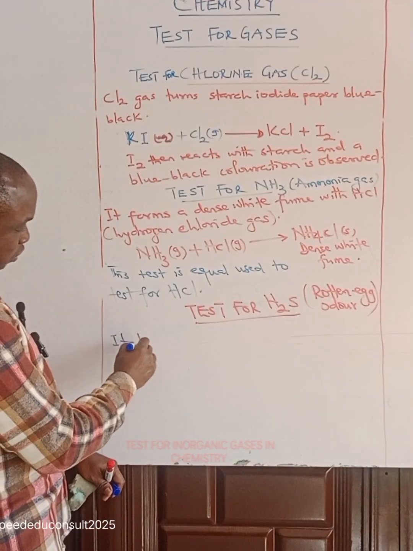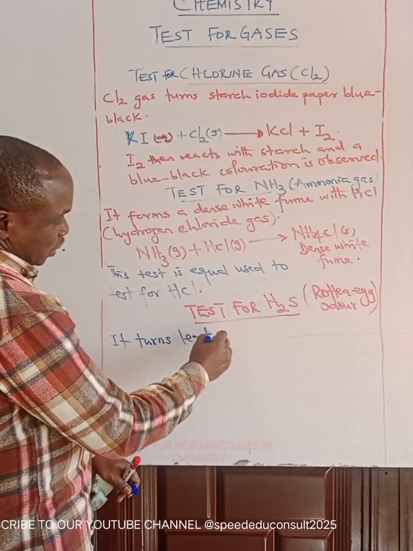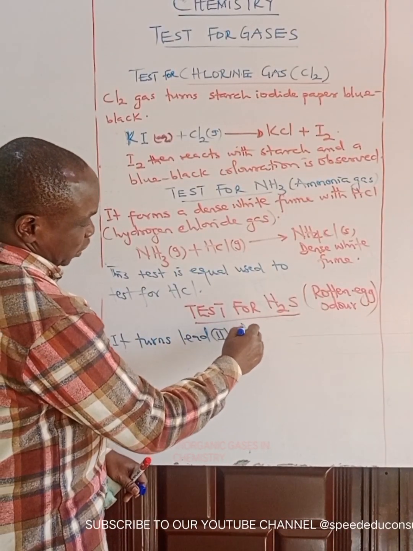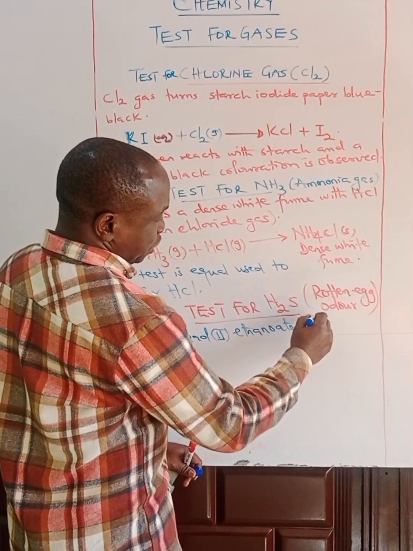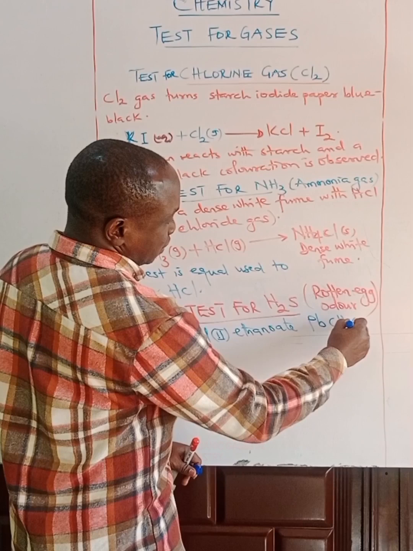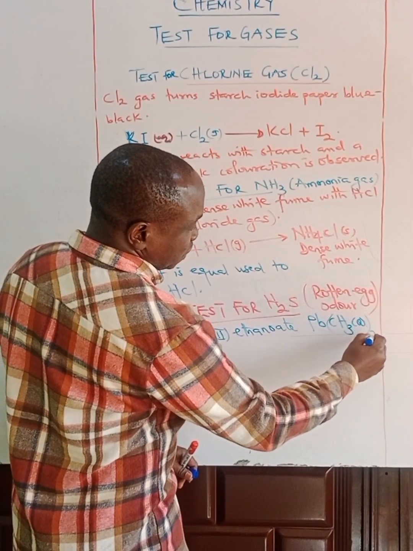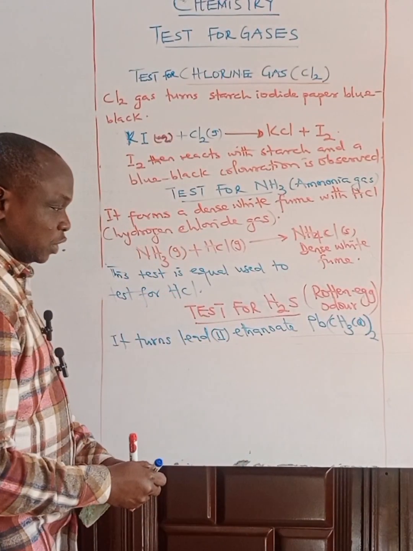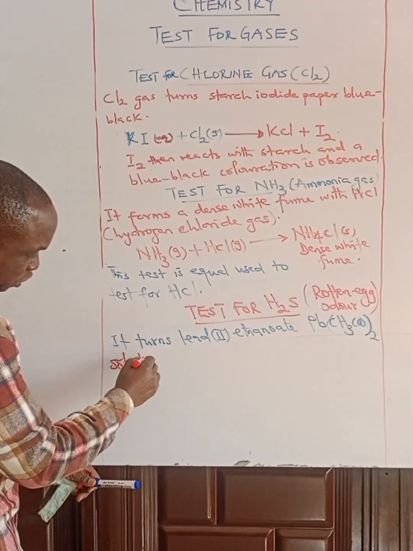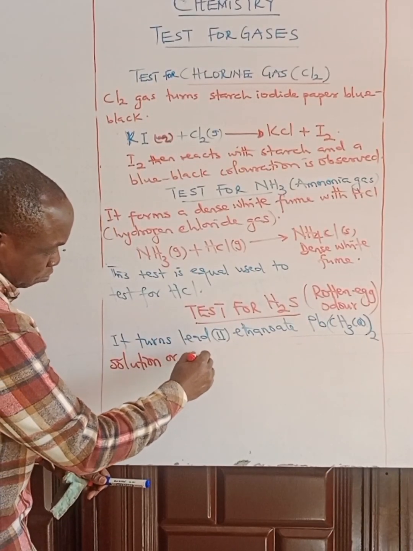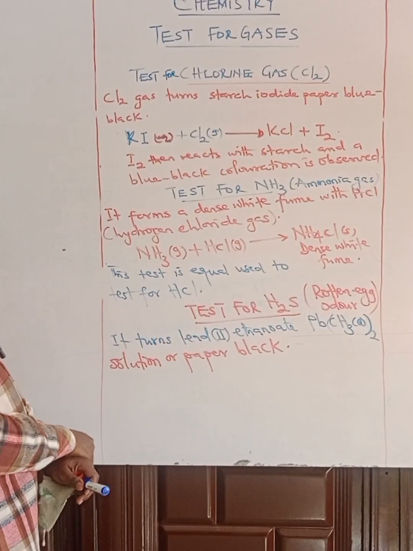It turns lead(II) ethanoate, meaning Pb(CH3COO)2, this is lead(II) ethanoate, solution or paper. If you are using solution, fine, or paper, it turns it blue-black. Turn it black.